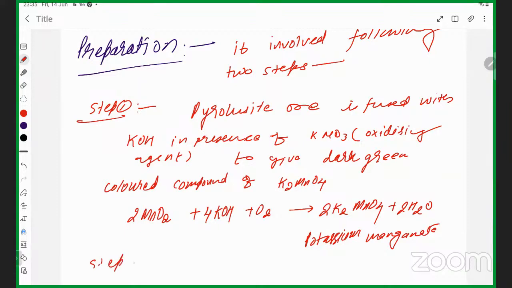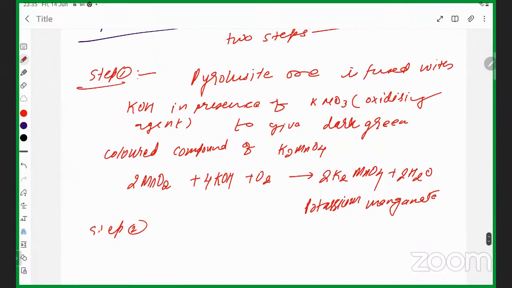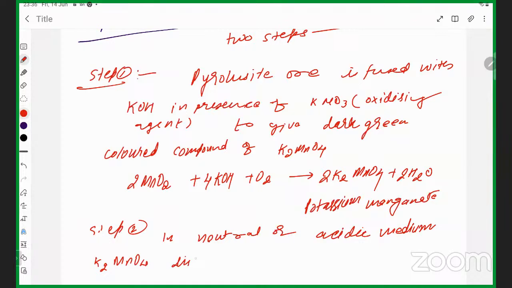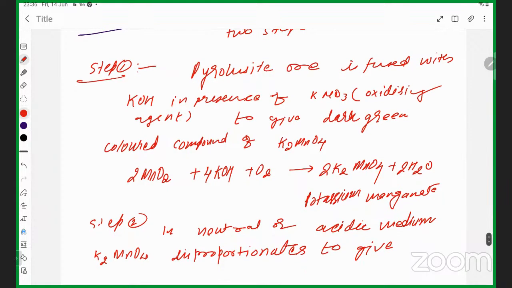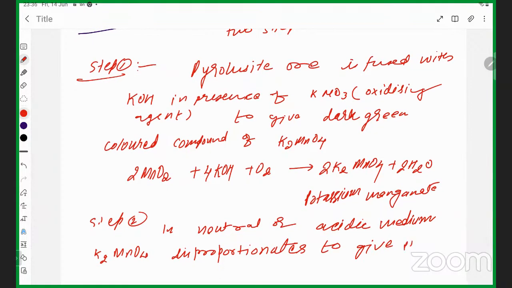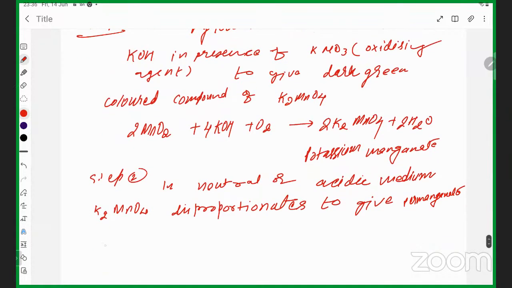Now step number 2. In neutral or acidic medium, K2MnO4 disproportionates to give permanganate. So whether it is neutral medium or acidic medium.